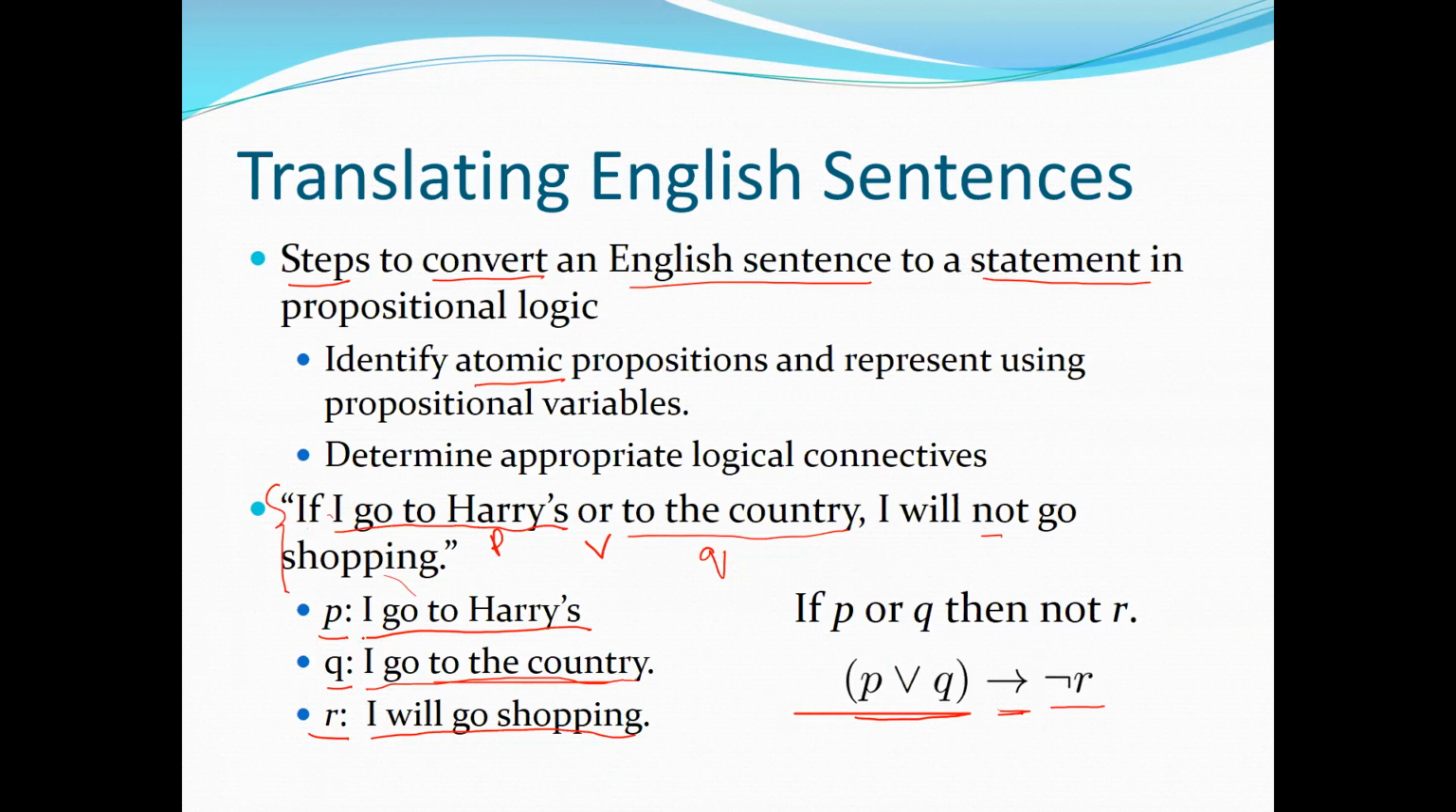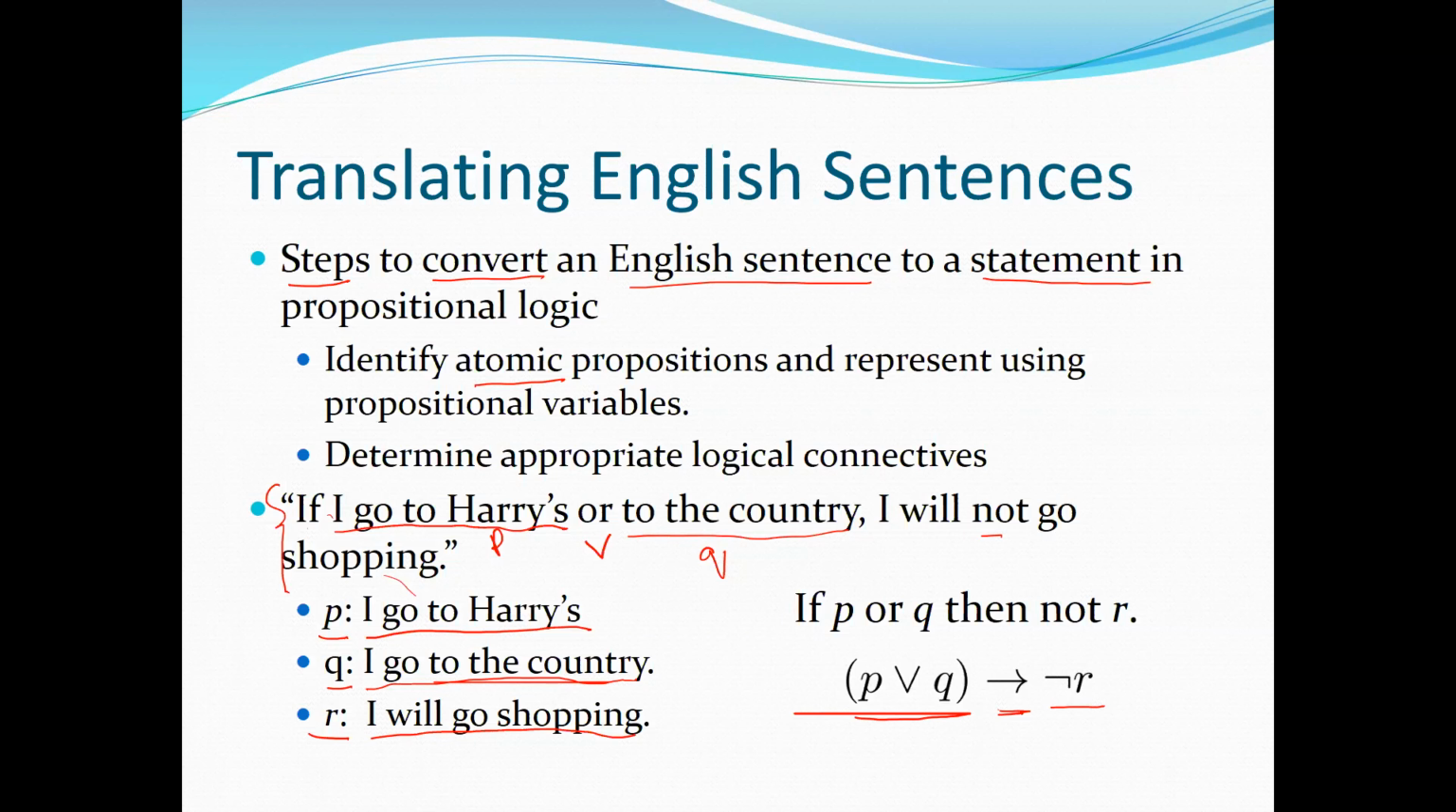And what are the steps? Let me repeat once again. What are the steps? First of all, you need to identify the atomic propositions. Then you need to see what variables you are going to use for those atomic propositions. Assign those atomic propositions to the variables, right?